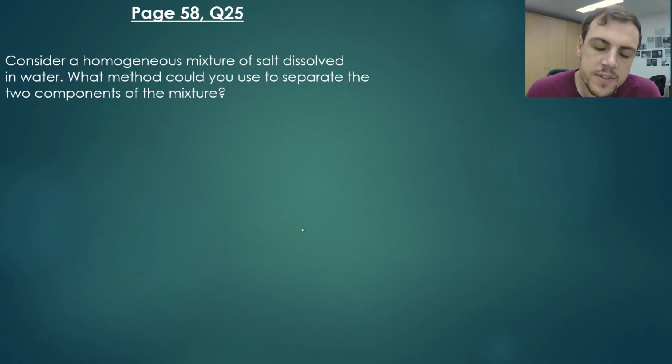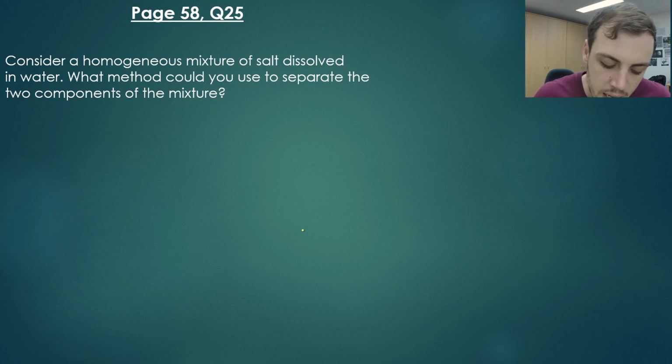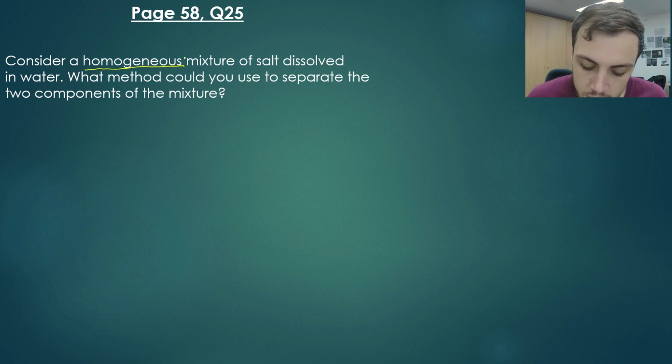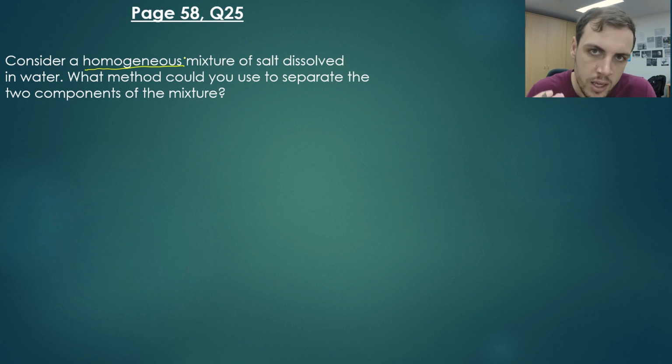Okay, so page 58, question 25. Consider a homogeneous mixture. What we're going to do is underline homogeneous because that's important. Mixture of salt dissolved in water. What method could you use to separate the 2 components of this mixture? What's very important here is we need to think of a couple of things. The first thing that's grabbing my attention is homogeneous. That's telling me that the salt and water are mixed in a solution and it's consistent throughout. So it's not like we have a big clump of salt at the bottom and the rest is water.